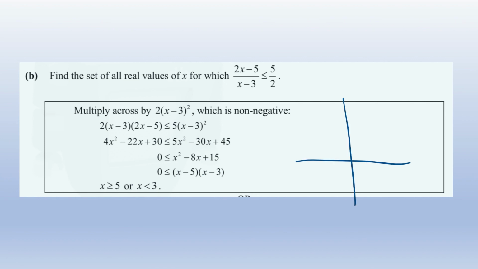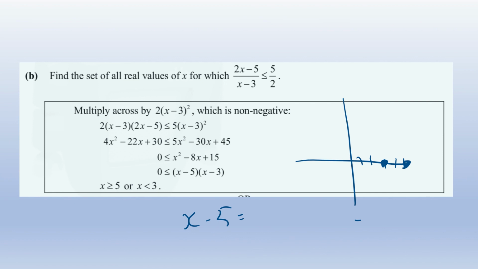Your roots would be 5. So 1, 2, 3, 4. So x minus 5 is equal to 0. So x is 5. That would be here. x minus 3 is equal to 0. x is equal to 3. So that's going to be 5, 4, 3. So they're my 2 roots, very close together.